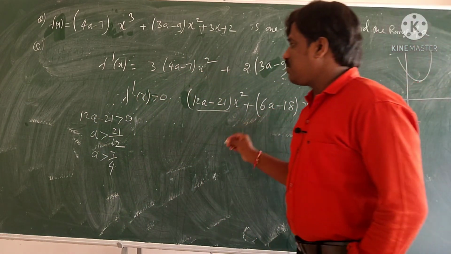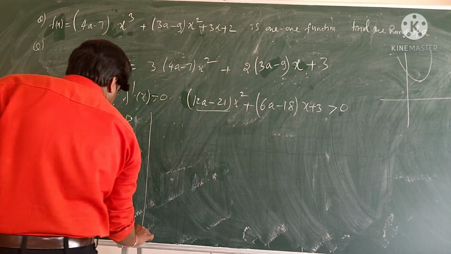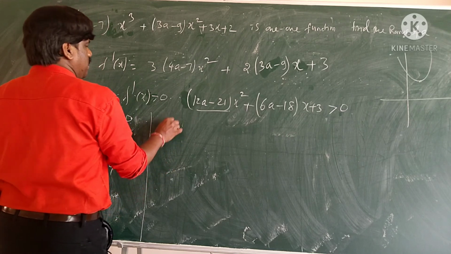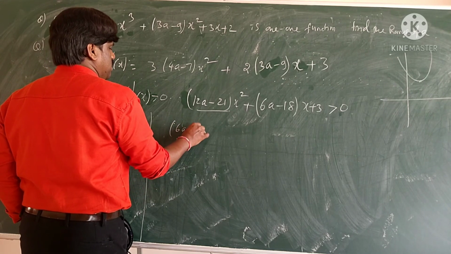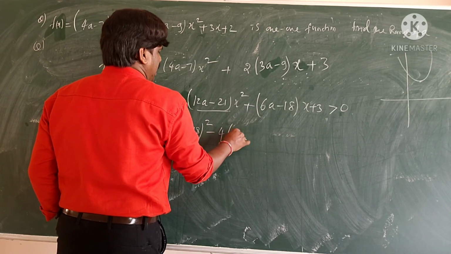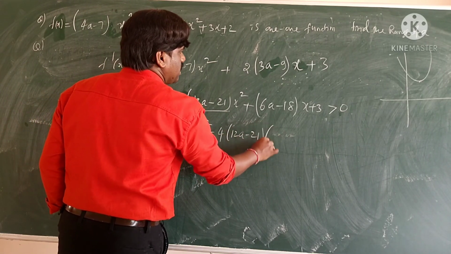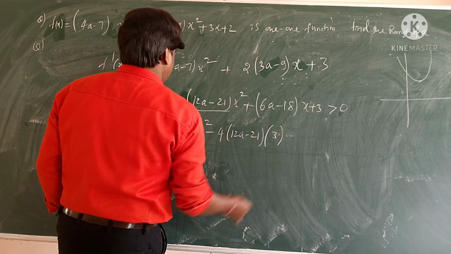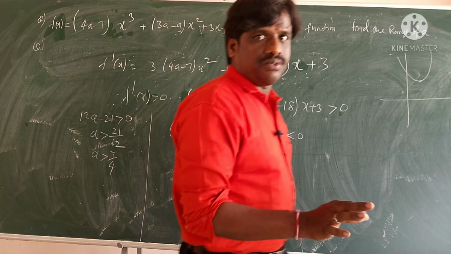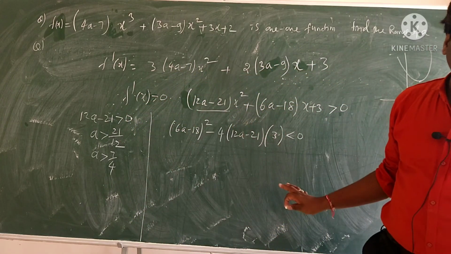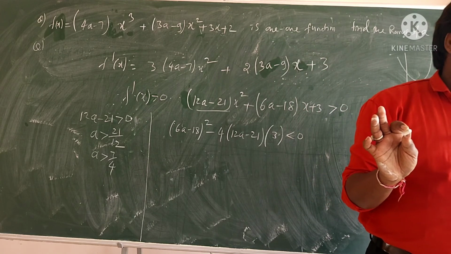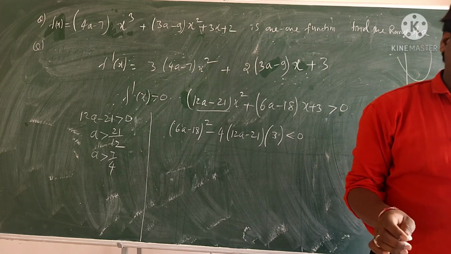Now what can I do next? One more thing. D less than 0, what can I write here? D is b square minus 4ac, that is (6a minus 18) square minus 4 into (12a minus 21) into 3, which is less than 0 I have to apply. From this I will get a value. Both of these I take the intersection, and I will get the final answer. Understood what I said? Come on, do it.